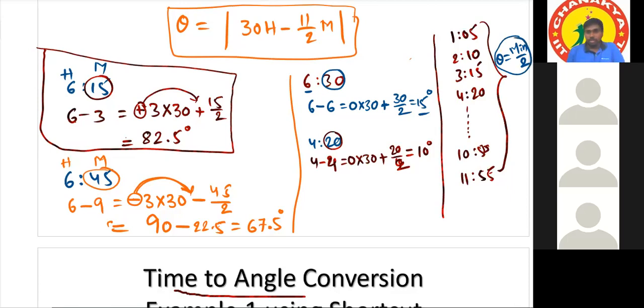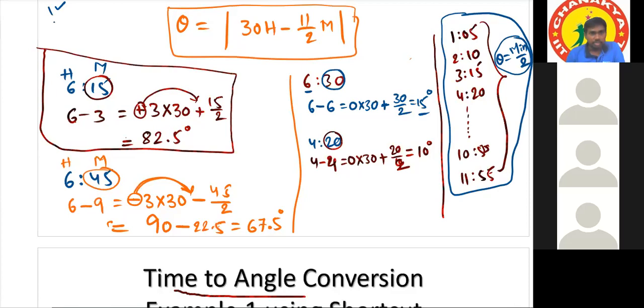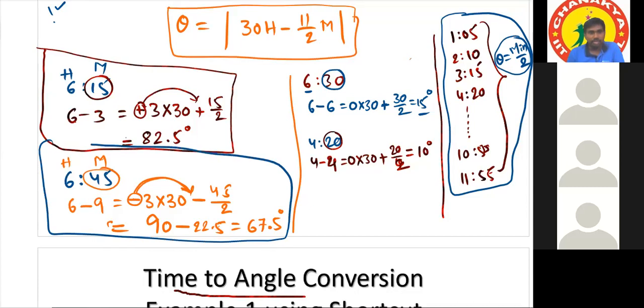Right? So if the given time is matching with these timings, you can simply say the answer as minutes by 2. It's only when both the numbers are matching, the hour hand number and the minute hand number. Then we can simply do minutes by 2. Next, the shortcut we have mentioned just now is applicable only when the minutes are multiples of 5. So it is for 15 minutes, 45 minutes, 20 minutes, 30 minutes.